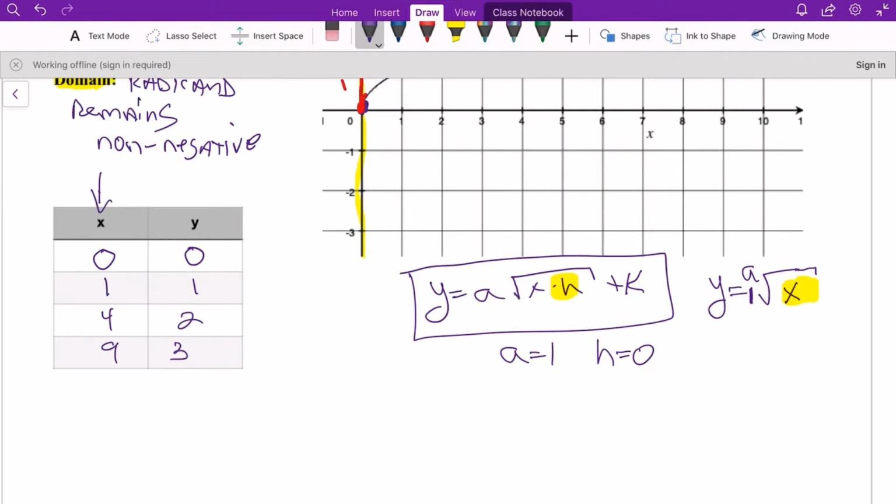And k is always on the outside of the radical, so it's going to be out here. Again, I don't see anything on the outside of the radical here, so that means it's also going to be a 0. So this is actually plus 0, and this would be minus 0 inside the radical. So my h would be right here. It would actually be 0 because I don't have any value. And my k, since we didn't have anything, would also be 0. So this would be 0, 0.